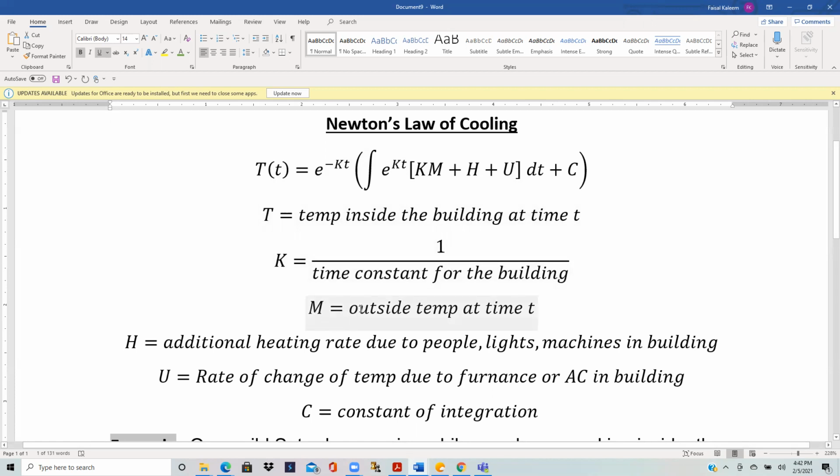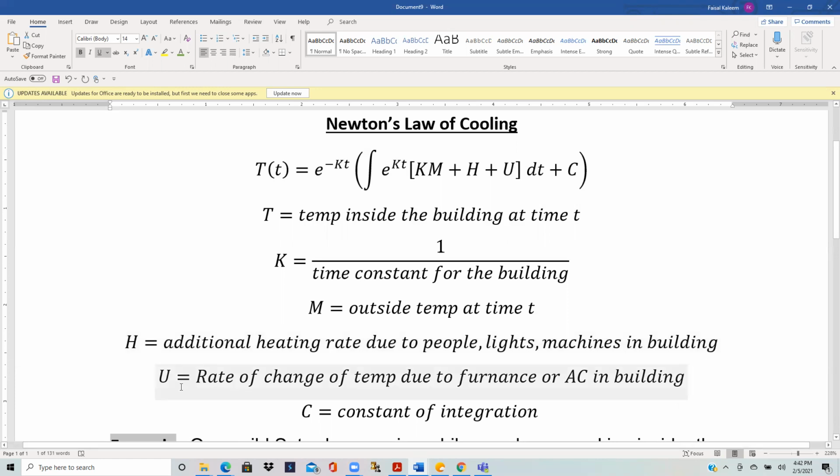M is the outside temperature at time t. And H is the additional heating rate due to people, lights, machines in the building. And that's something which we did not consider. We made a simplistic model when we were in precalculus. We did not consider the additional heating rate due to people, lights, machines in the building.